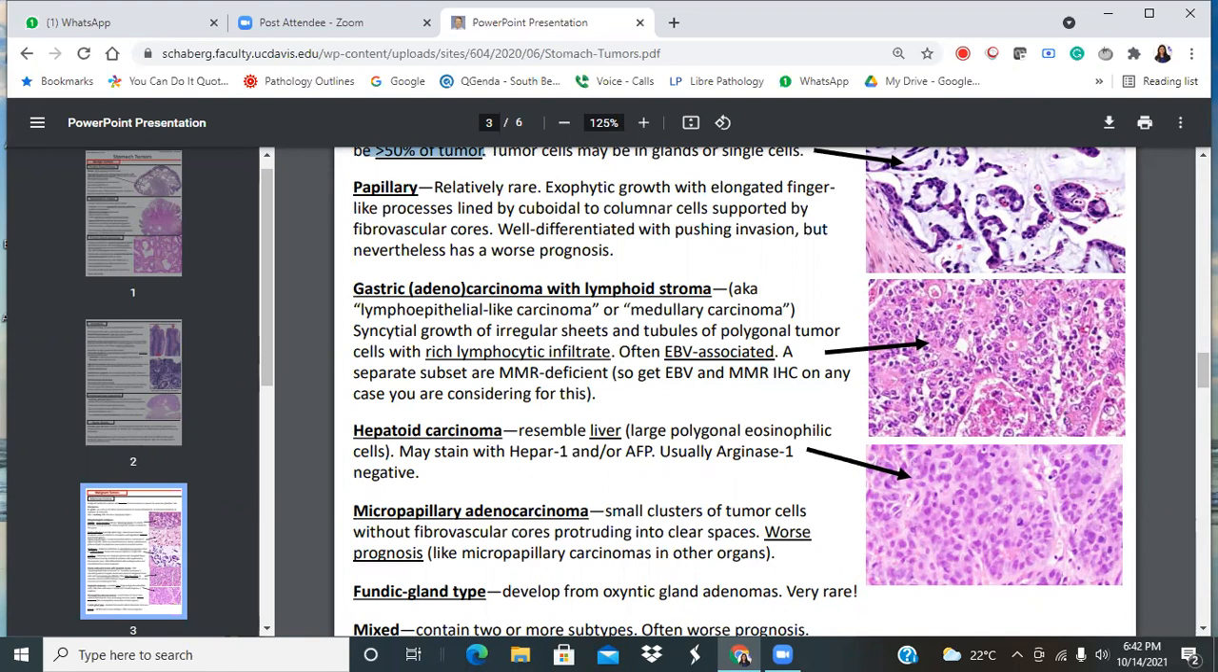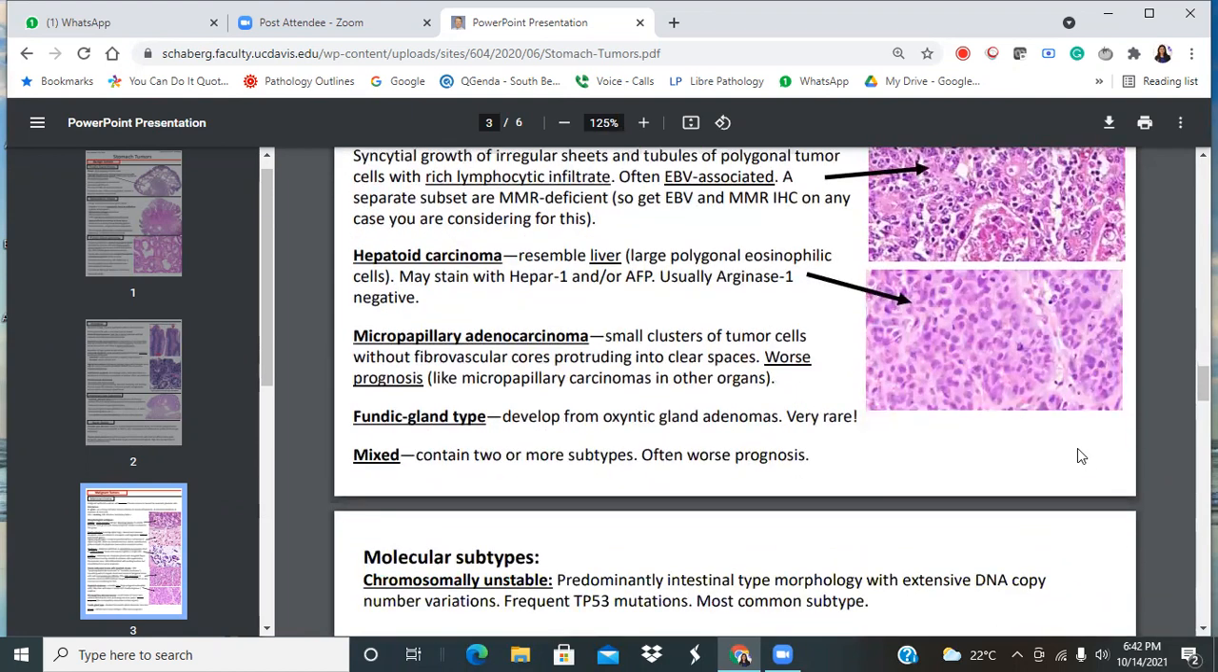Hepatoid carcinoma resembles liver: large polygonal eosinophilic cells that may stain with HepPar1 and or AFP, usually arginase 1 negative. Micropapillary adenocarcinoma: small clusters of tumor cells without fibrovascular cores protruding into clear spaces, with a worse prognosis like micropapillary carcinomas in other organs. Fundic gland type, developed from oxyntic gland adenomas, very rare. Mixed contains two or more types and has a worse prognosis.